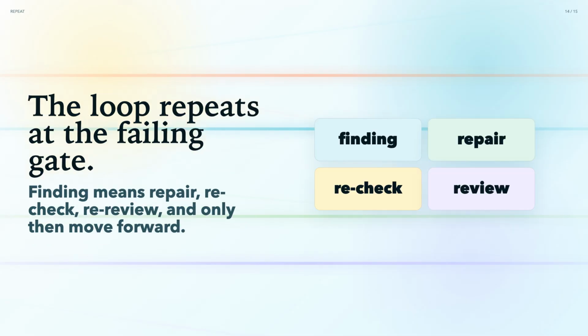The manual cycle repeats at the gate that failed. A code finding loops back through tw work, then traceability check, then code review again. A weak requirement loops back through requirements review. A documentation or evidence issue loops through doc review. You do not restart the whole project, you repair the failed link in the chain.